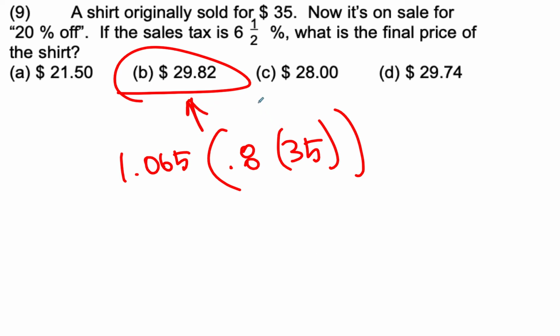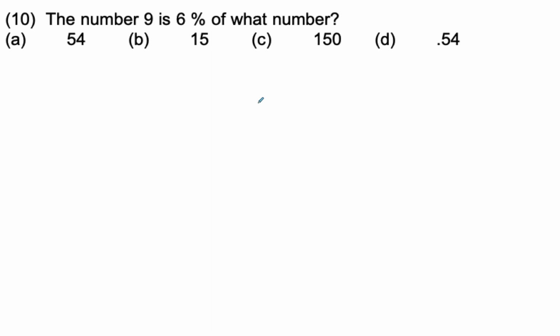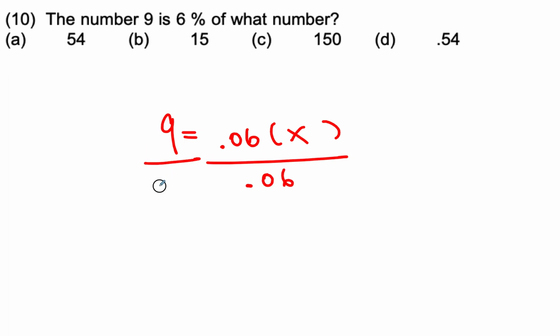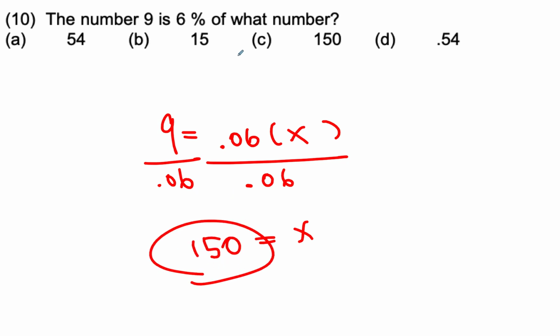Not bad. Number 10. 9 is 6% of what number? If you put that into an equation, it would be 9 is 0.06 of what number? Let me call that x. To find out what x is, I can divide each side by 0.06. What is x equal to? We get 150. So 150 becomes the answer. Choice C becomes the answer.